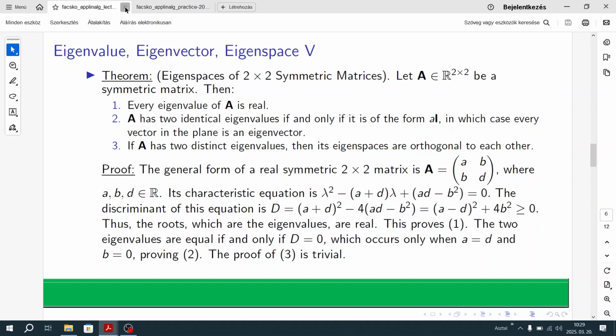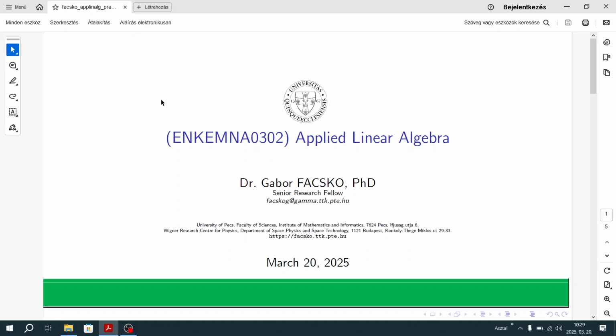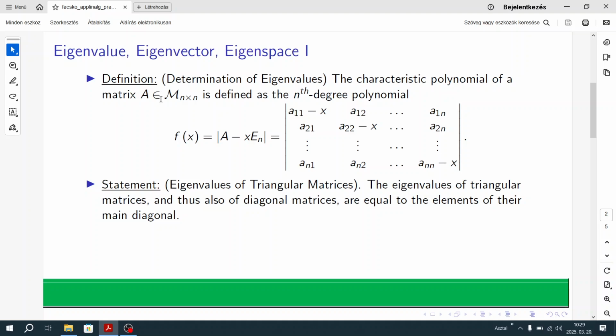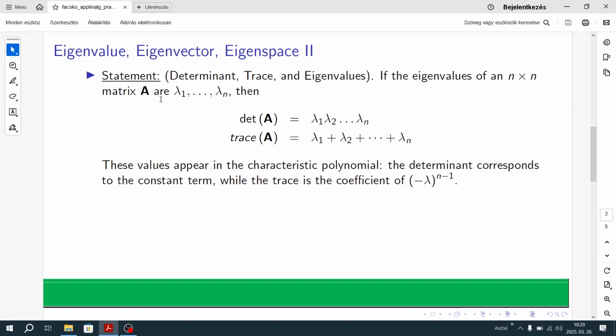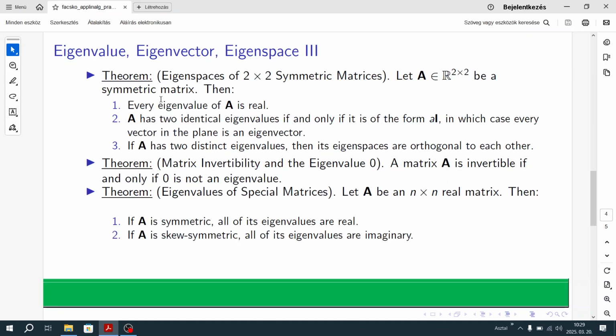Okay, I close this. Now, this is the practice. What is important? Determination of eigenvalues, the characteristic polynomial. Repeat: the eigenvalues of triangular and diagonal matrices are on the main diagonal. The trace is the sum of the eigenvalues, the determinant is the product of the eigenvalues. Some features about symmetric and antisymmetric matrices, and that's it.